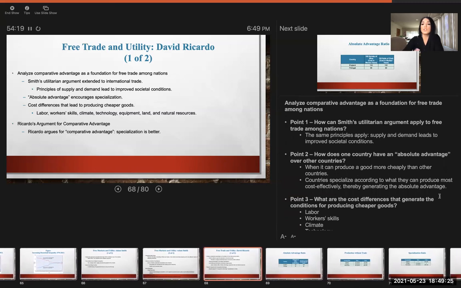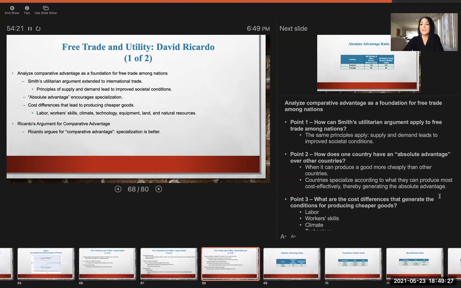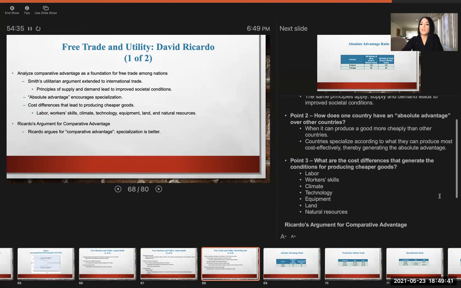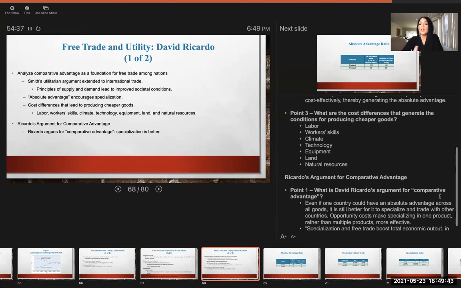How can Smith's utilitarianism argue for free trade among nations? The same principles apply. Supply and demand leads to improved social conditions. And we talk about how a country has absolute advantage over other countries when it can produce a good more cheaply than other countries, and countries should specialize according to which they can. We look at labor, work skills, climate, technology, equipment, land, and natural resources as contributing to cheaper forms of goods.